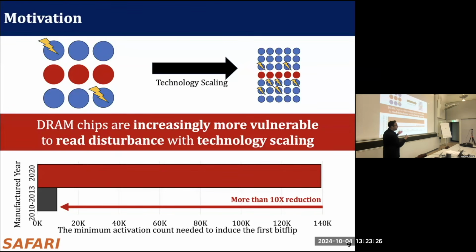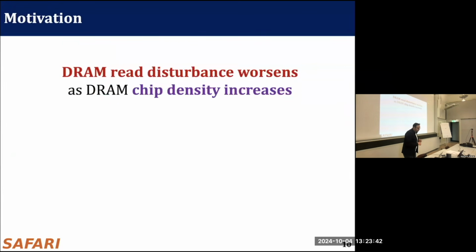Our motivation is about technological scaling. As we go to smaller chips and chips get closer to each other, we have more than an order of magnitude reduction in the minimum activation count we need to perform to induce a bit flip. I think when Nisa is presenting, she will also show 2 orders of magnitude reduction. This slide is a little bit stale.